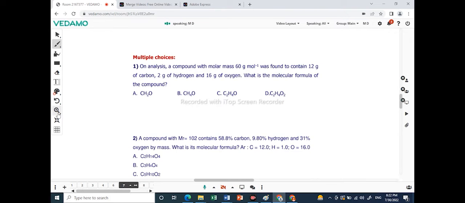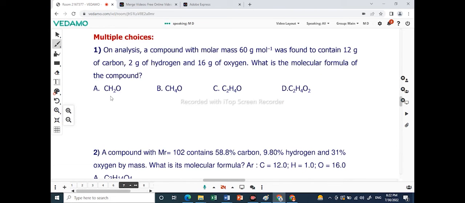I'm going now to continue with some multiple choice questions related to paper 1. As I told you before, I need to give you some study tips that will help you when reading the questions for multiple choice and paper 1, so you are familiar with how to think and how you can obtain your final answer. On analysis, a compound with a molar mass of 60. Remember that this molar mass is the actual molar mass of the molecule that we have.